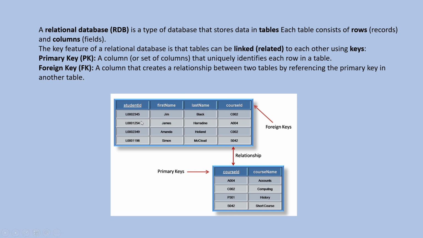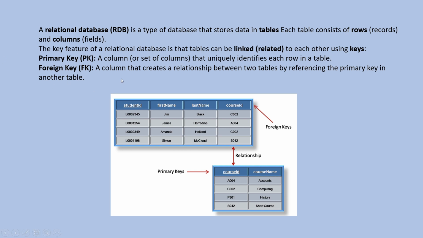This is an example of a relational database where we have two tables called student table and course table. In the student table we have course ID, as well as in the course table we have course ID. The course ID present in the course table is called the primary key, and the course IDs present in the student table are called foreign keys. So using this course ID column or field, these two tables, student and course, are linked to each other.